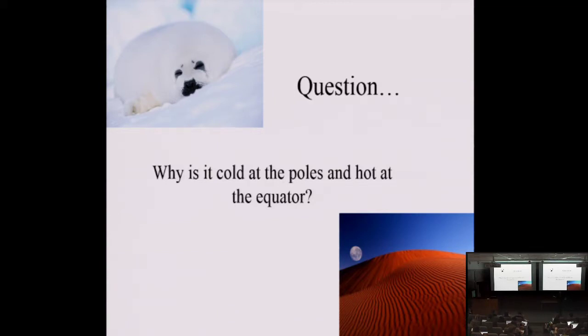Now, does anyone know the right answer? Yep. So close, not the axis, but the tilt, exactly, the curvature of Earth. Excellent, right. So let's draw this.